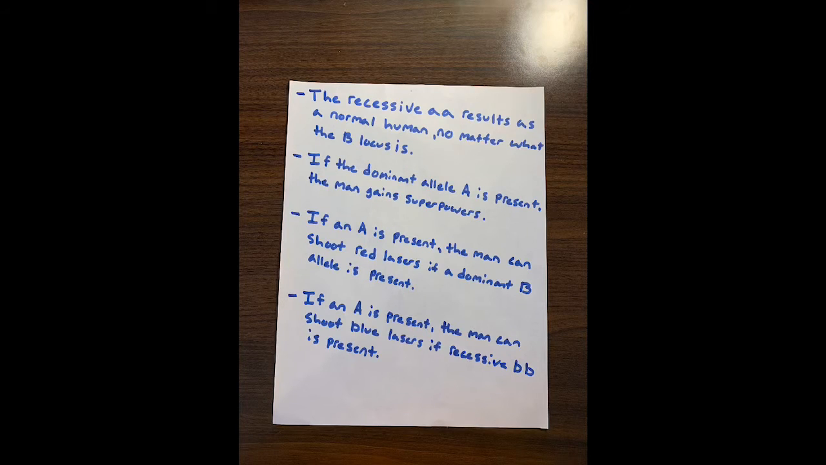To fully understand epistasis, we're now going to use an example about Superman. At the A locus, if there are two recessive A's, this results in a normal human, no matter what the B locus is. If the dominant allele A is present, the man gains superpowers. And if a dominant A is present, the man can shoot red lasers if a dominant B allele is present. And if an A is present, the man can shoot blue lasers if recessive double B is present.